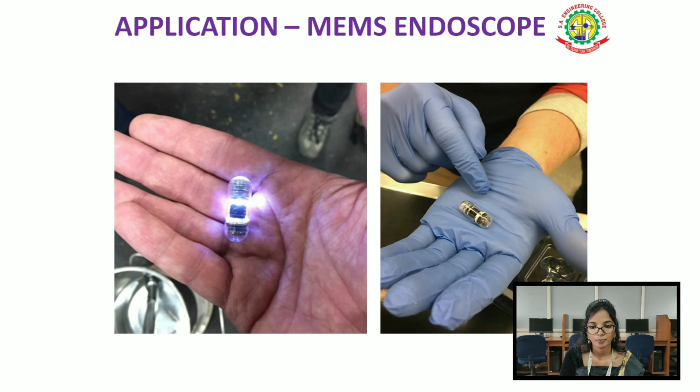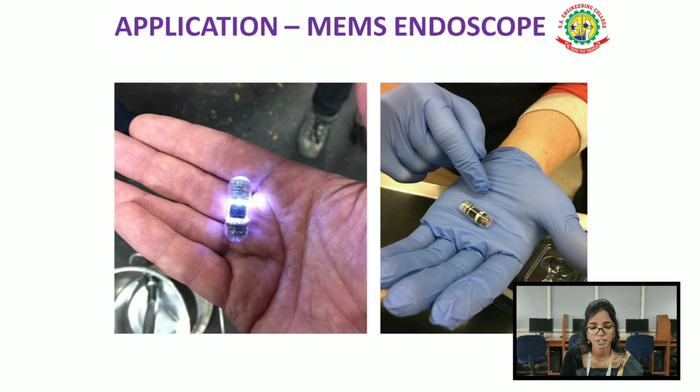Now another application is the MEMS endoscope. This is actually a very fascinating innovation. Generally, what is the meaning of endoscope? Endoscopy is nothing but a medical device with a light attached to it. This device is inserted into the human body, through the mouth, in order to capture images of the digestive system. Now this device is large and it is quite a painful procedure.